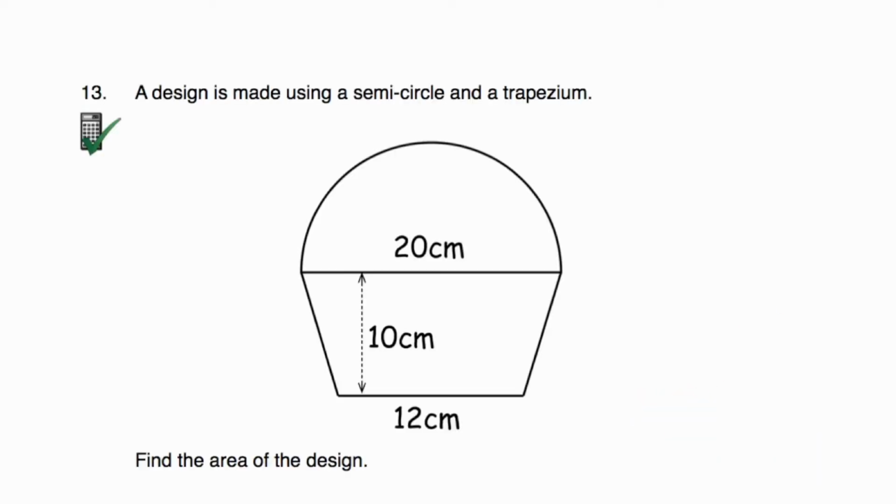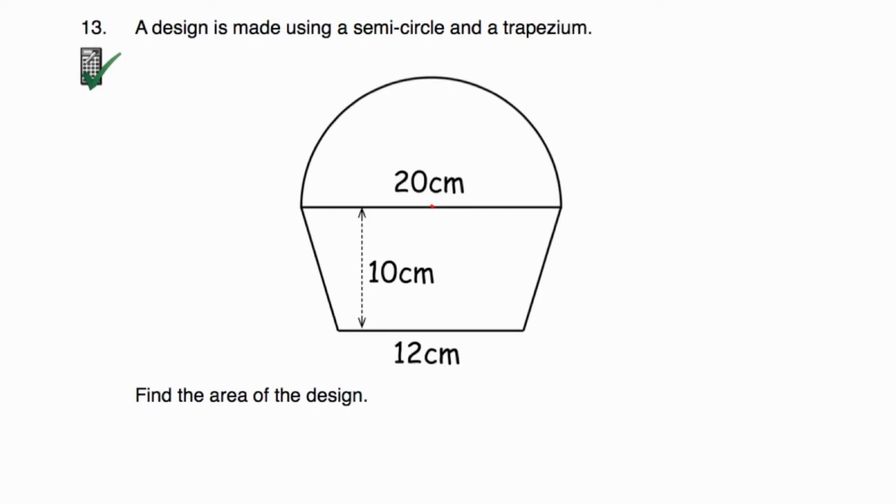Okay, let's have a look at our next question. Question number 13. So question number 13 says, a design is made using a semicircle and a trapezium. So we've got this semicircle and we've got this trapezium, and we need to find the area of the design. So let's find the area of the semicircle to begin with, and then find the area of the trapezium.